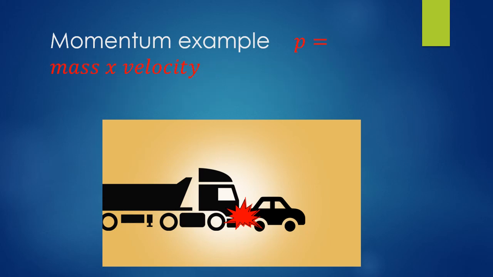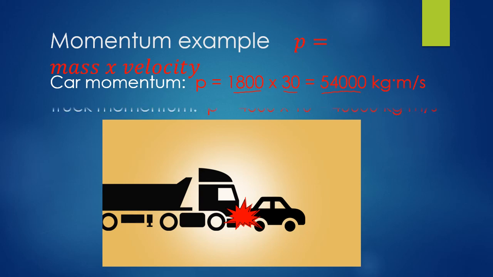So to calculate, we need to take mass times velocity. So for the car, its p-value, its momentum, we're going to take its mass, which is 1,800 kilograms, and we're going to multiply it by its velocity, which is 30 meters per second. So multiplying those two, we get 54,000 kilograms times meter per second.